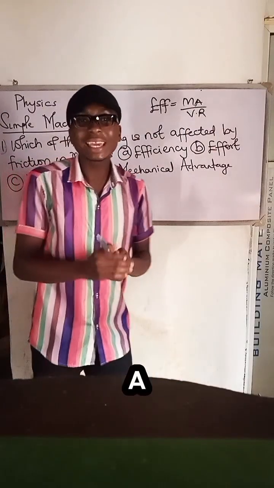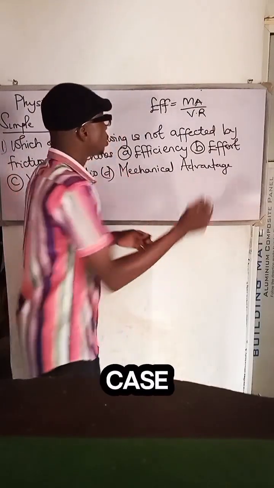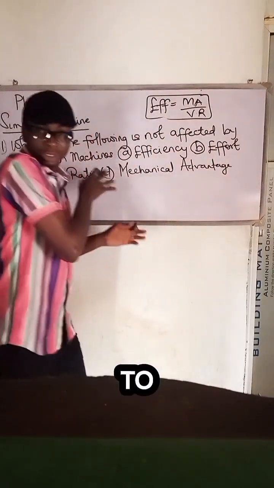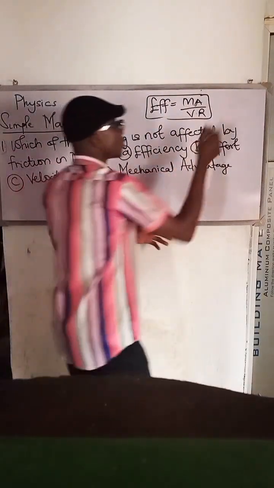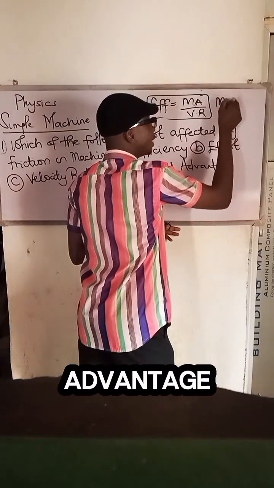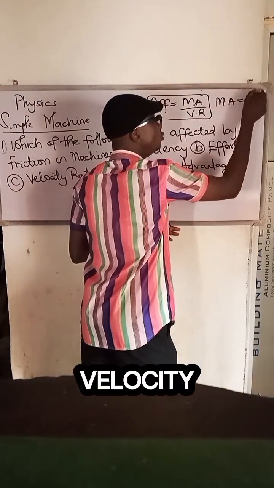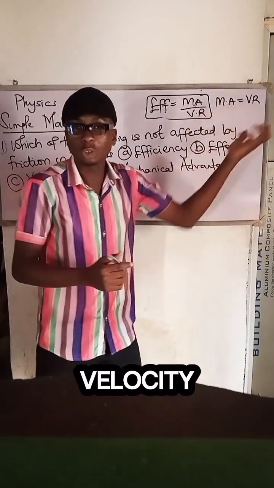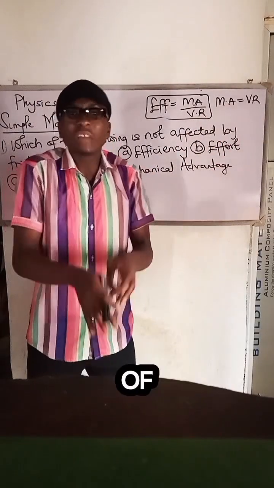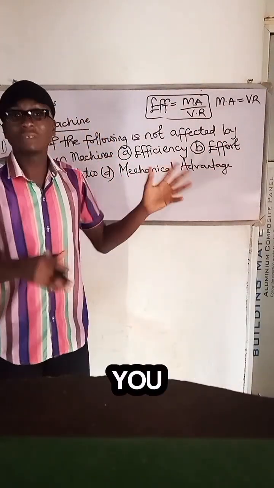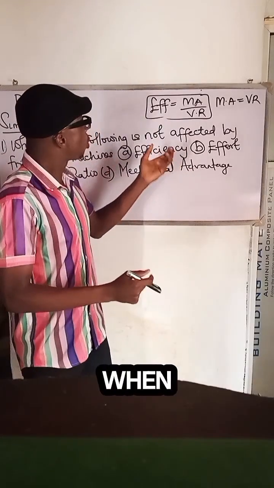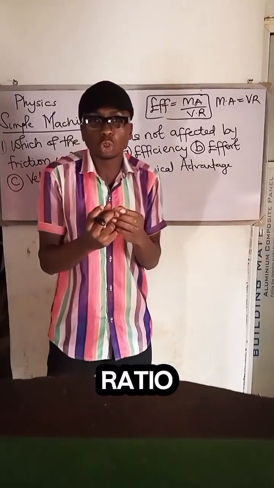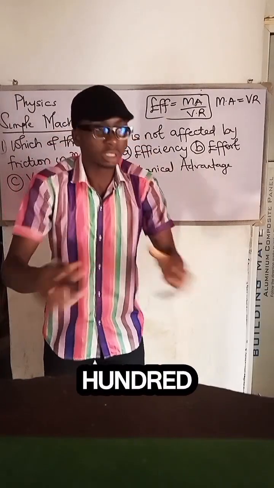We said efficiency is equal to mechanical advantage all over velocity ratio. Now, I'm going to use this formula for efficiency to answer this question. I want to bring out something. In a case where mechanical advantage is equal to velocity ratio, the efficiency of that machine is 100%. I told you efficiency is measured in percentage.